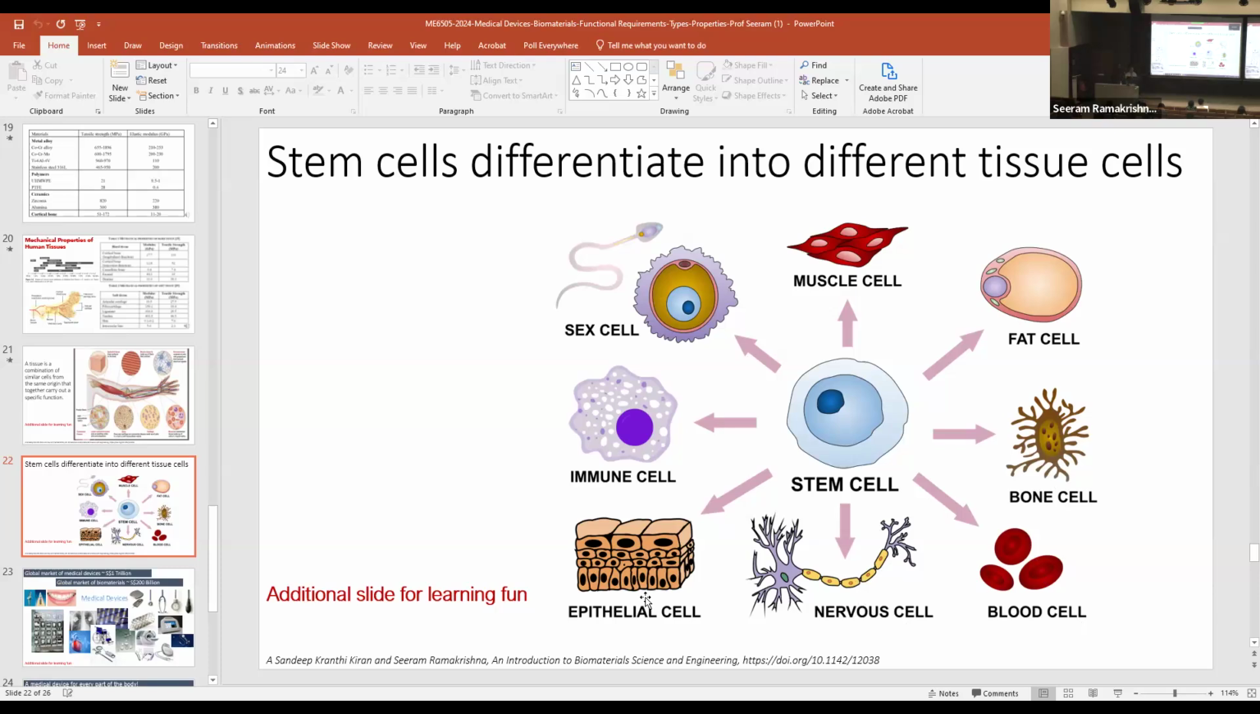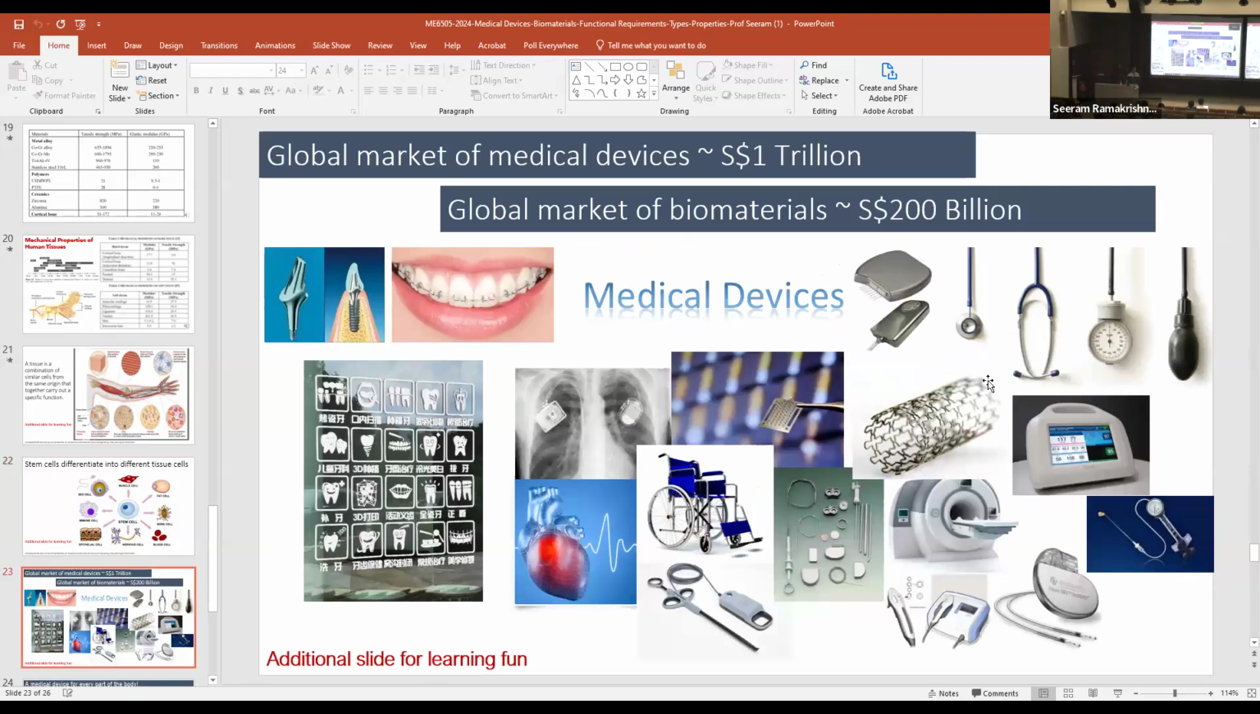And then you have epithelial cells, which cover your body and protect you from harmful microorganisms, and you have immune cells, which are behind the scenes protecting you. And so on, you have many things.